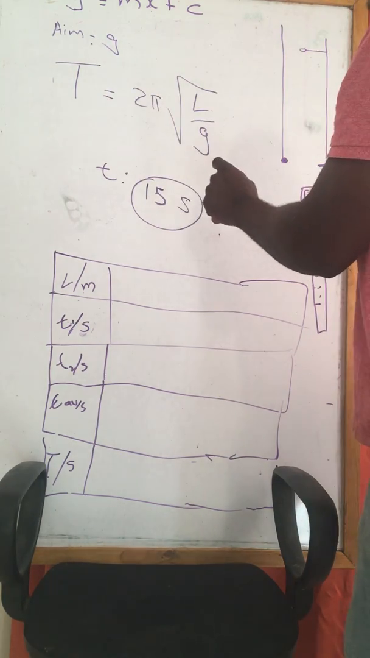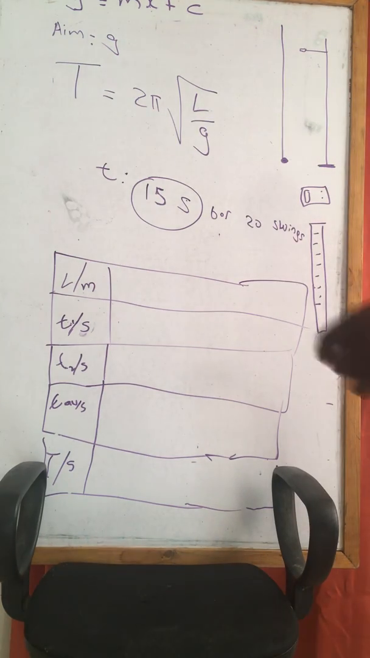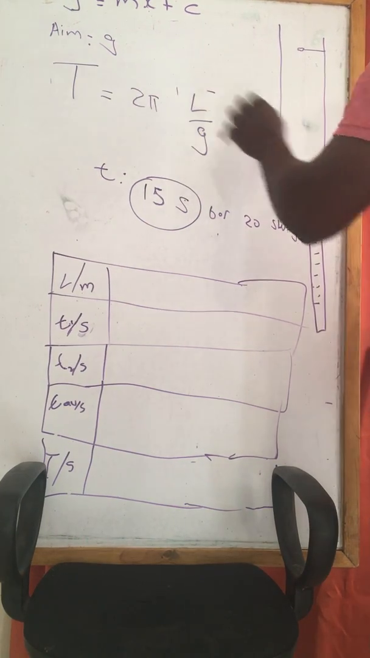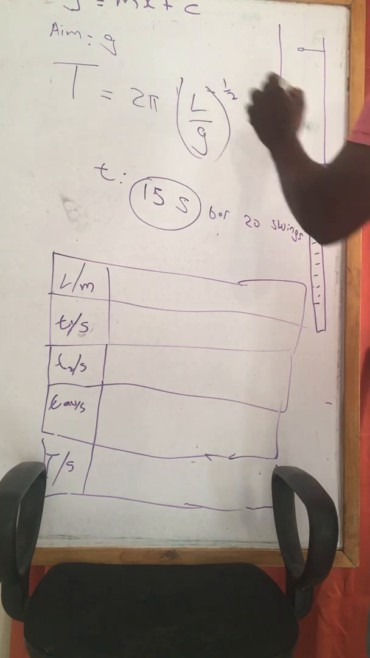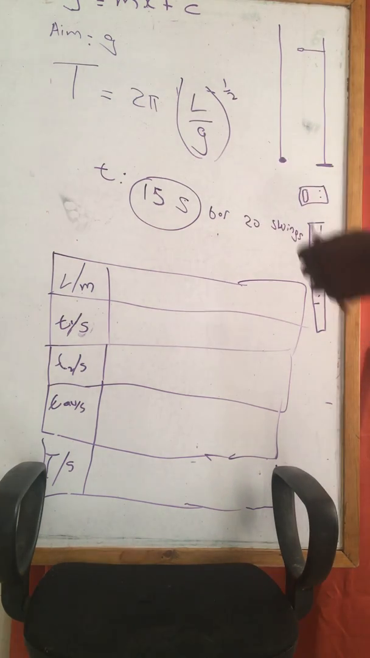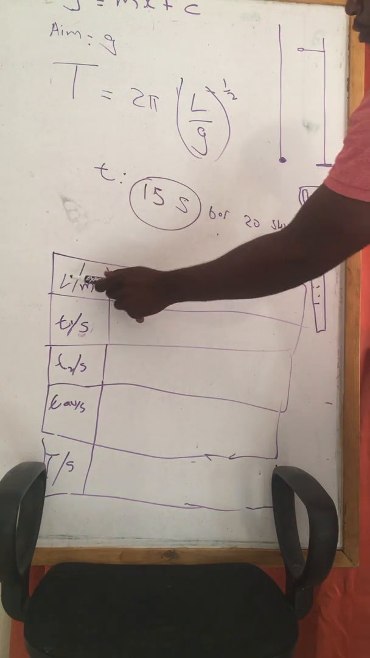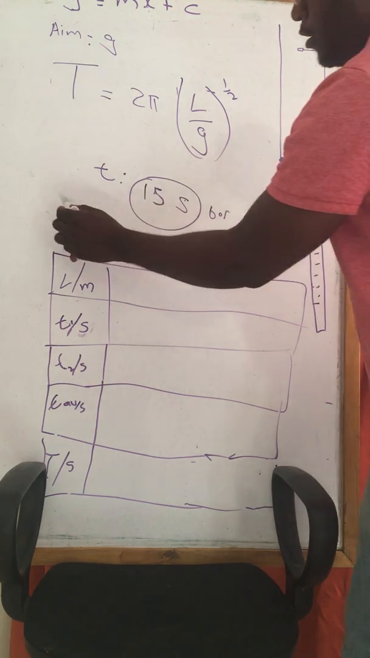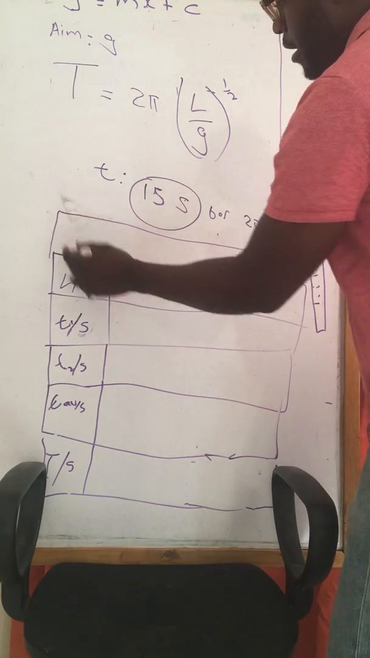Wonderful. The next variable here is L, but it's not just L. It is L to the half. So then if we rearrange this equation here, to the half, it's the same thing as saying square root. So then we don't have L in the equation. We have L to the half. So obviously we need a new row, and we're going to call that one L to the half.